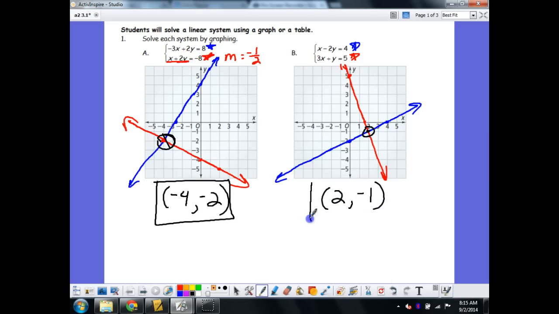And again, we can do a quick check just to make sure we did it right. 2 minus 2 times negative 1, which becomes 2 plus 2, is in fact 4. And we have 3 times 2, which is 6, plus negative 1 is in fact 5. So we know that that is a solution. In the next video, we will talk about special cases for these systems of equations.